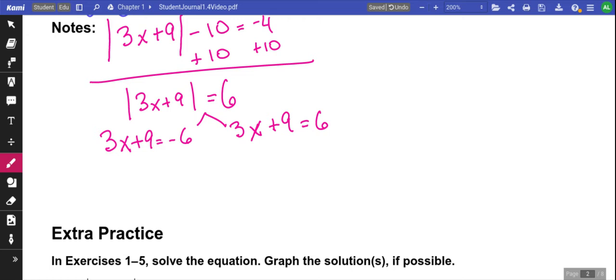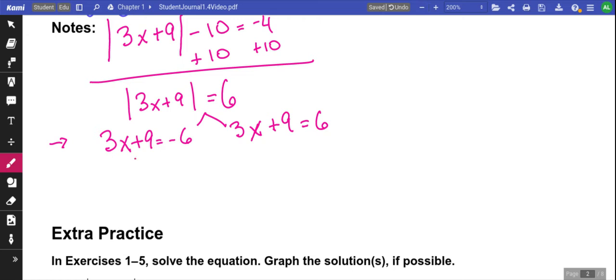Okay, when you split it, you don't need these absolute value signs anymore. That's what allows you to take out the absolute value, splitting it into negative and positive. So on this step, you don't need those absolute value signs anymore. Okay, so let's solve this one.